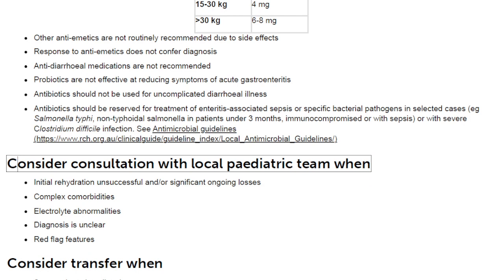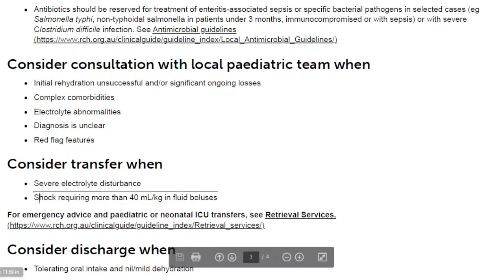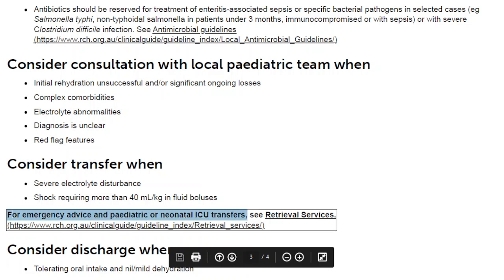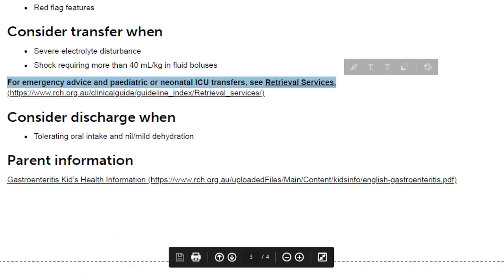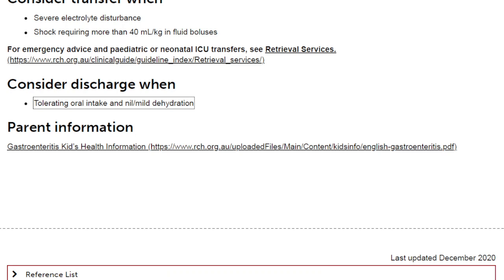Consider consultation with local pediatric team when initial rehydration unsuccessful and/or significant ongoing losses. Complex comorbidities. Electrolyte abnormalities. Diagnosis is unclear. Red flag features. Consider transfer when severe electrolyte disturbance. Shock requiring more than 40 ml/kg in fluid boluses. Consider discharge when tolerating oral intake and nil/mild dehydration.